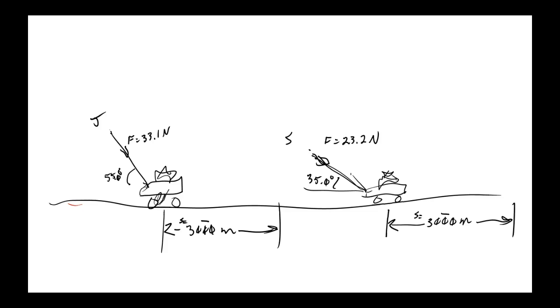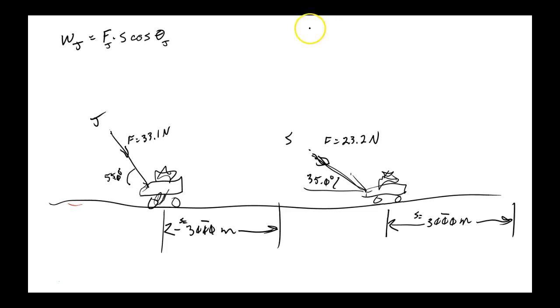Assume they each push. Who does more work and by how much? So we've got to figure that out. Let's first do the work done by one. What would that be? You tell me. What's the formula? F S cosine theta. That's the force for 1, and the S is the same, and theta for 1.